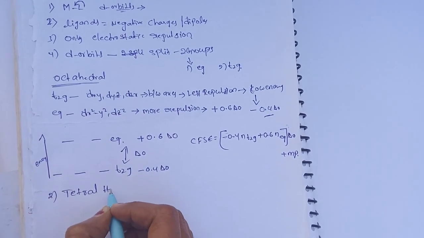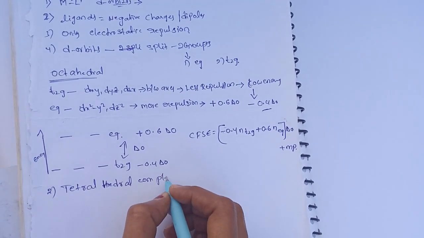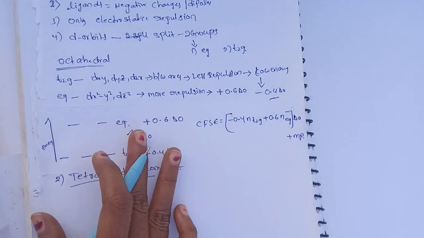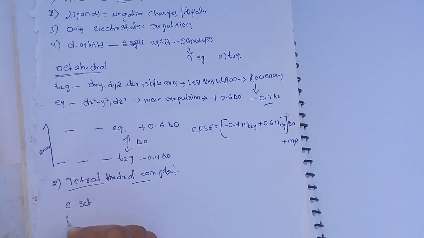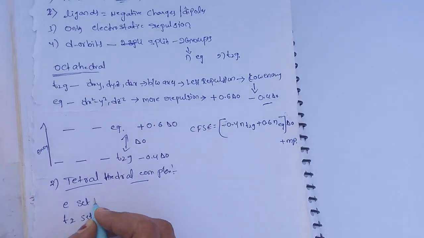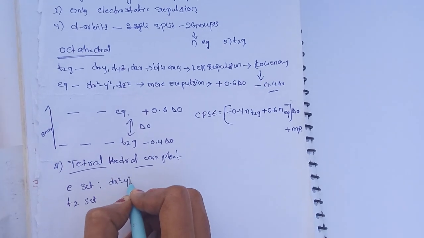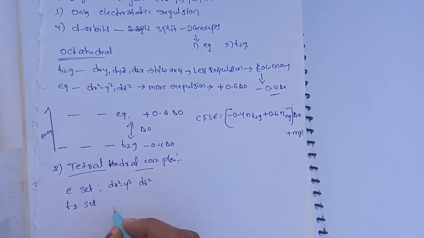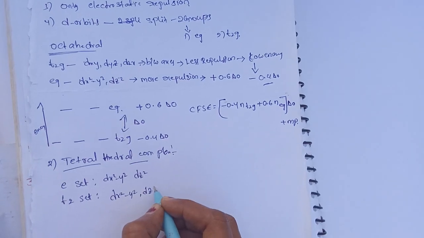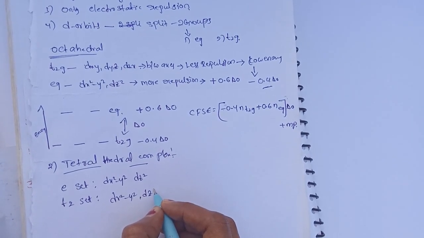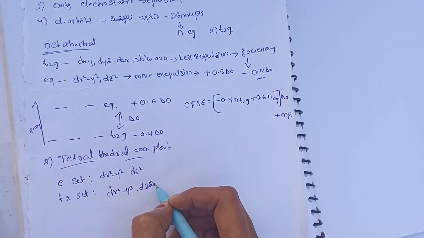When it comes to tetrahedral complexes, it is opposite to octahedral complexes. In tetrahedral complexes there is an E set and a T2 set. The E set is dx2-y2 and dz2. The T2 set is dxy, dyz and dzx.